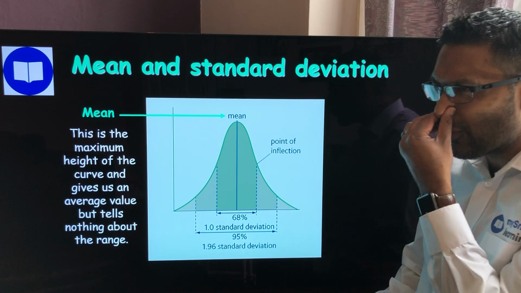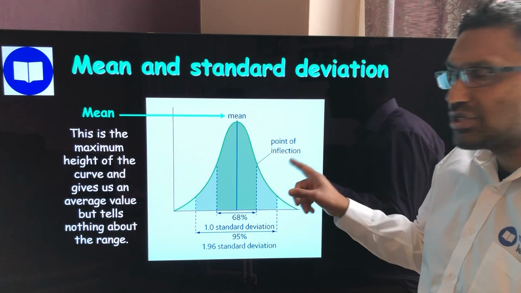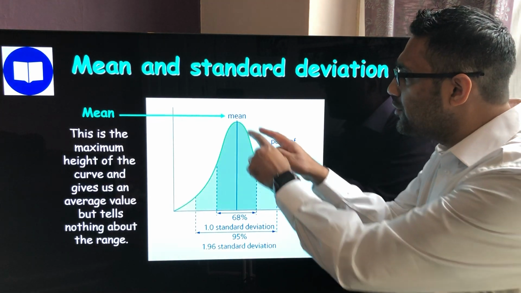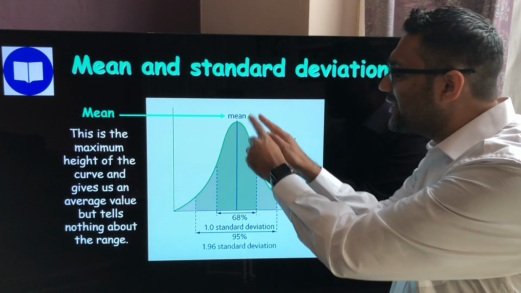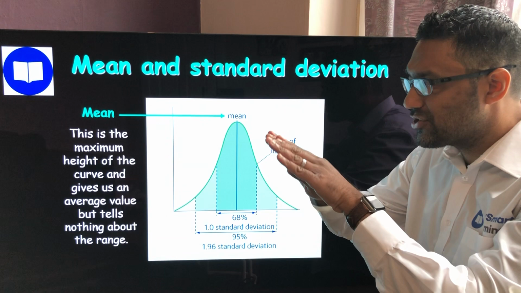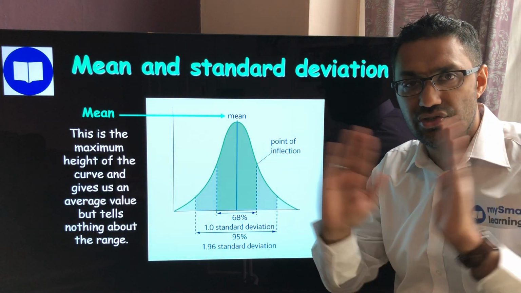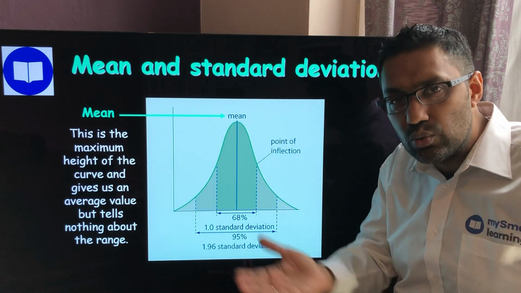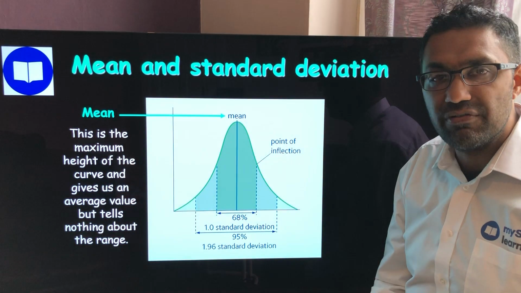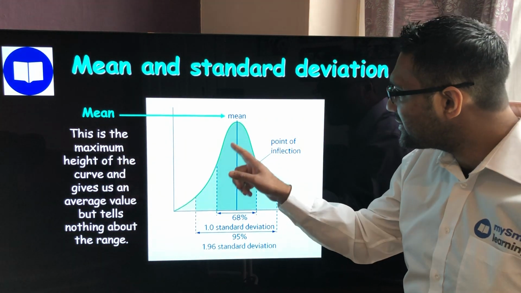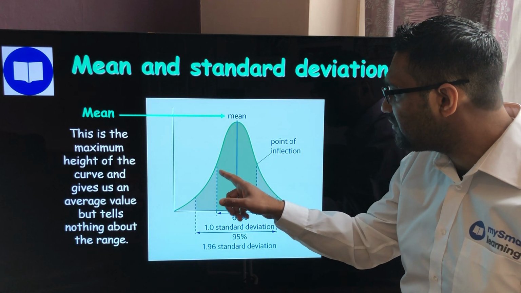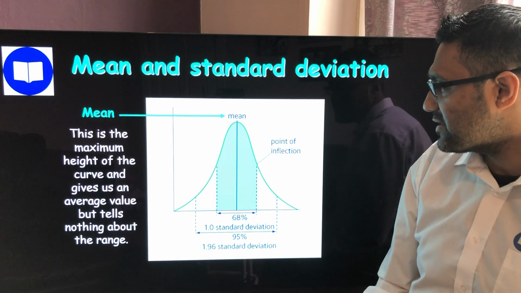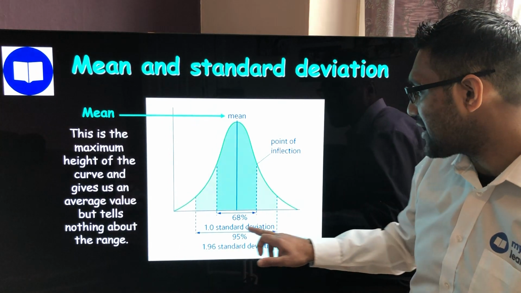But what is the standard deviation? It's the point of inflection. It's where this curve starts to curve out. The bit at the beginning is what we call a convex shape, curving outward. And the bit where it starts to go concave, inwards, that's the point of inflection. The distance from the mean to the point of inflection where it starts to become concave is your first standard deviation.